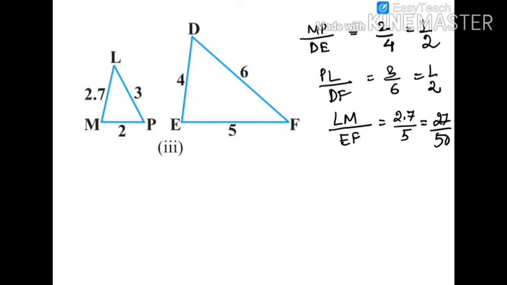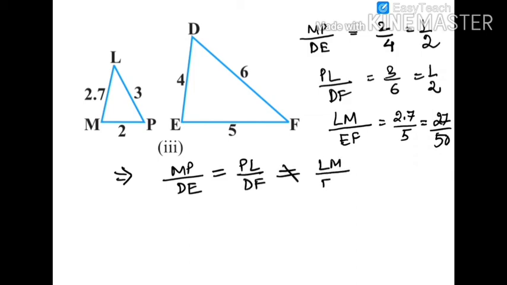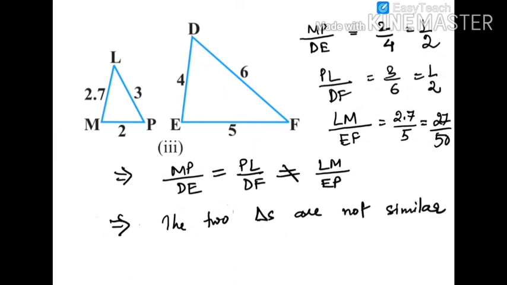So we see that only two corresponding sides have equal ratio. So this implies that MP upon DE is equal to PL upon DF, not equal to LM upon EF. Since all sides are not proportional, we can say that the two triangles are not similar. And we do not need to write the triangles in symbolic form when they are not similar.